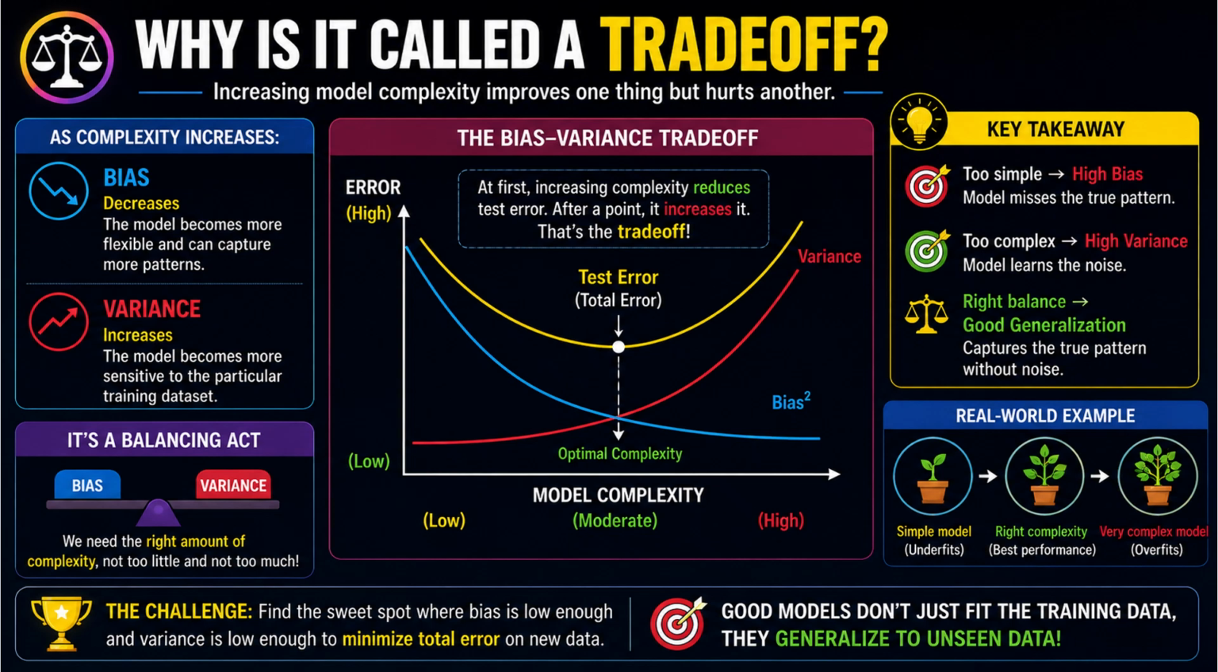But after a point, when you increase the complexity, it increases the test error. So that point, the optimal complexity point, is what we need. So it's a balancing act between bias and variance. The challenge is to find the sweet spot where bias is low enough and variance is also low enough to minimize the total error on new data. So good models don't just fit the training data, they generalize to unseen data.